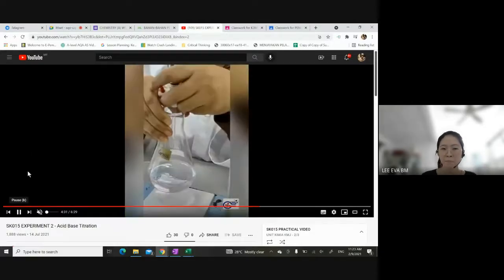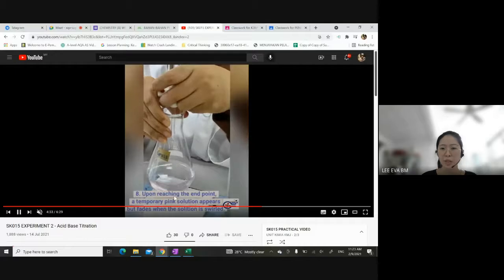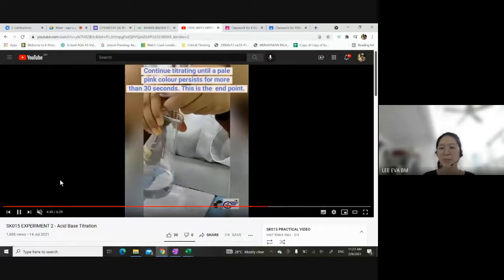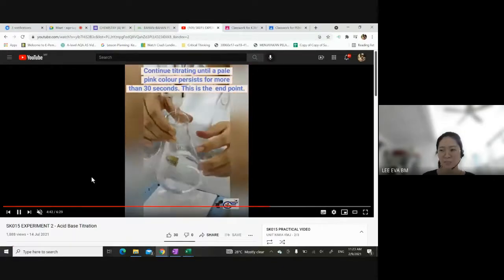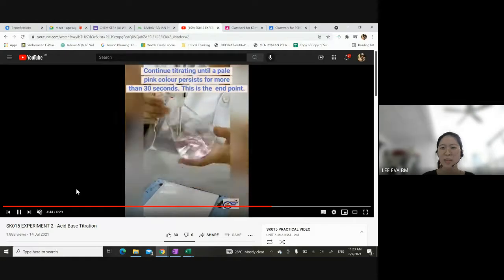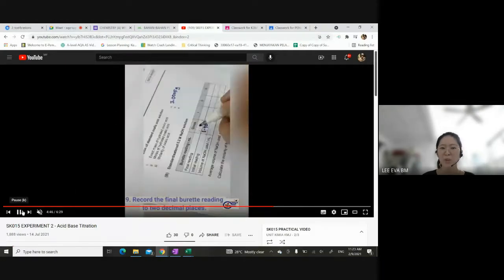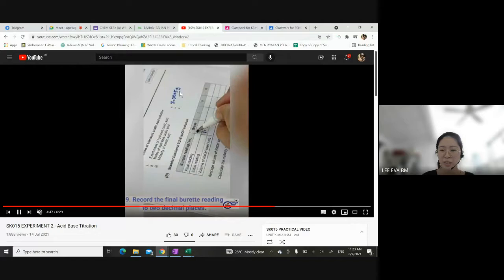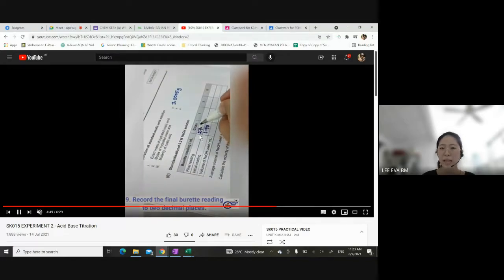Okay? And then we continue until you see a pale pink color. When you get a really pale pink, that means your result is very, very good. So normally, even half a drop will give you the pale pink color. So after that, you need to check the reading from your burette. Okay, check the reading, where is the line, where is your calibrated mark, and then you record it down in two decimal places as well. And then find the volume used.